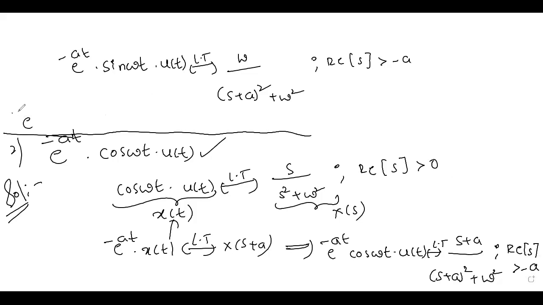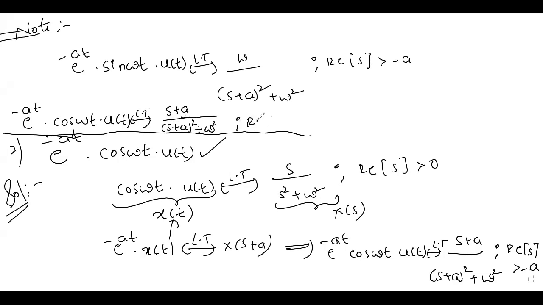So here you can write that one also. Note, these two functions are known as damped sine and cosine functions. In control systems, you will have these sorts of input signals: e power minus at into cos omega t into u of t. What is its Laplace transform? (s plus a) divided by ((s plus a) whole square plus omega square), and the ROC is real part of s greater than minus a.